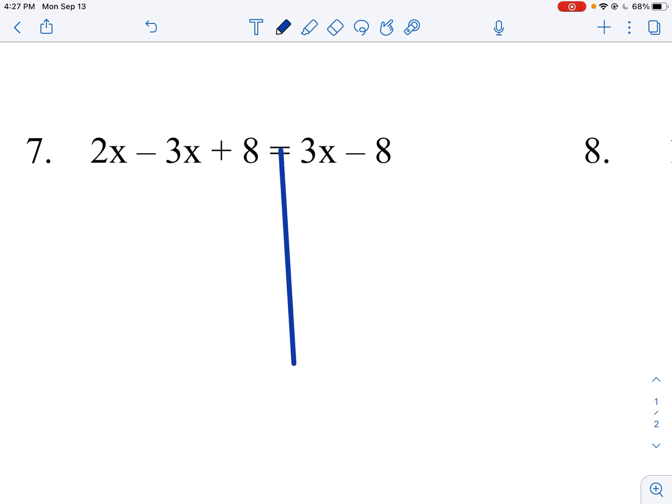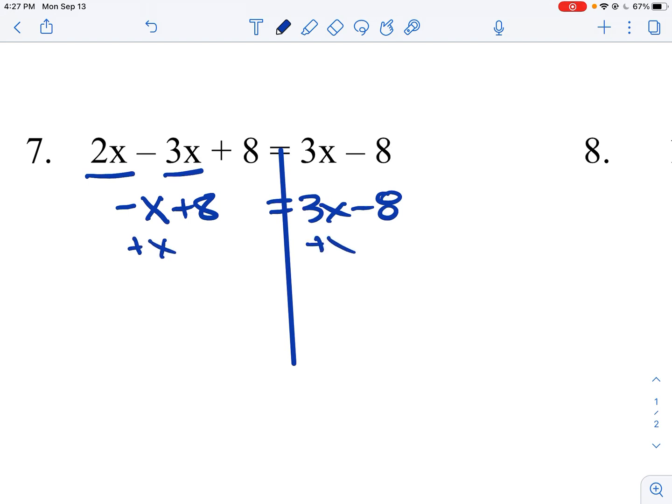So here, now, look at this. I need to combine like terms first. So now, before I can do any moving, I need to combine like terms first. These are like terms. So 2 minus 3 gets a negative x plus 8 equals 3x minus 8.